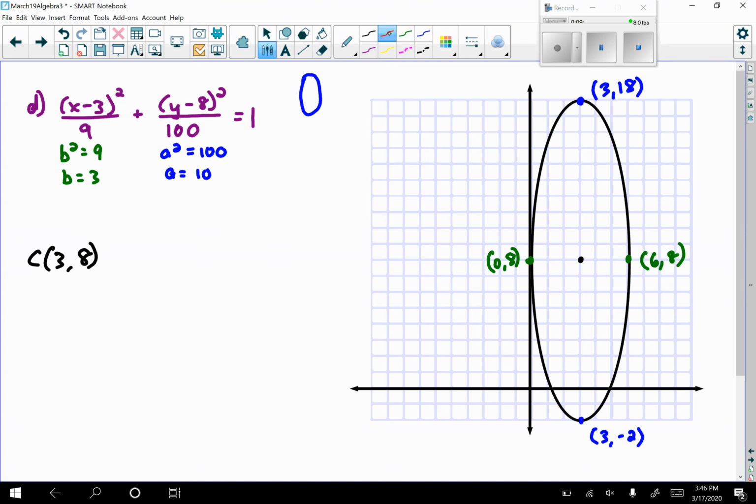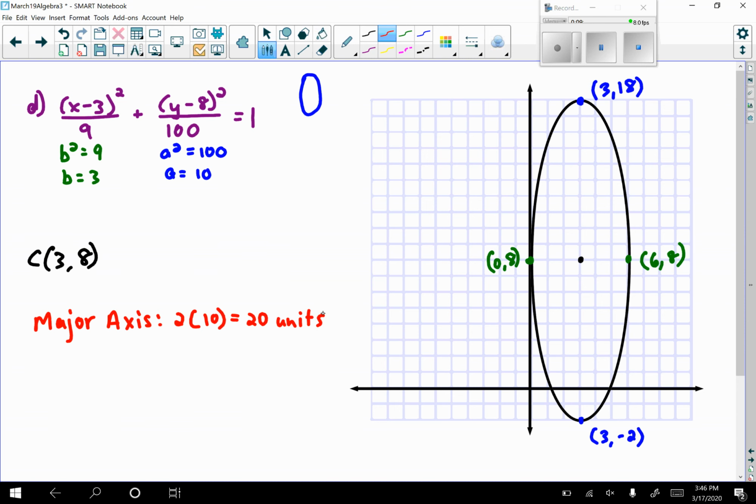And the length of our major axis. Again, we have 10 going from the center up to the top, 10 at the bottom here, so we should have 20 units for the length of our major axis.